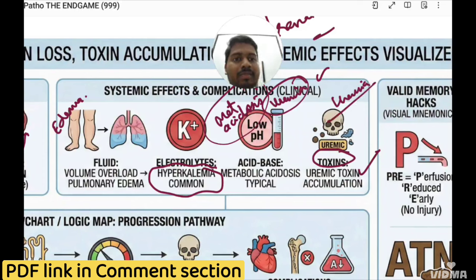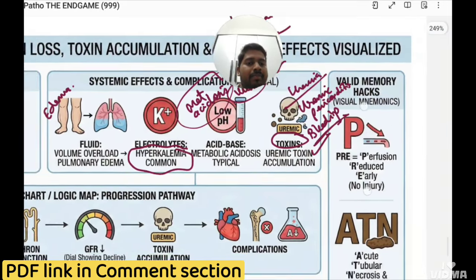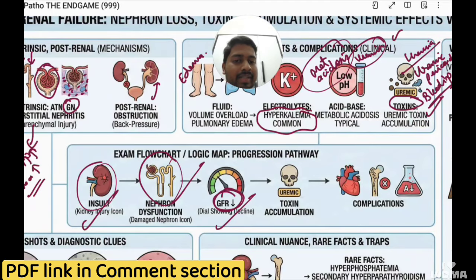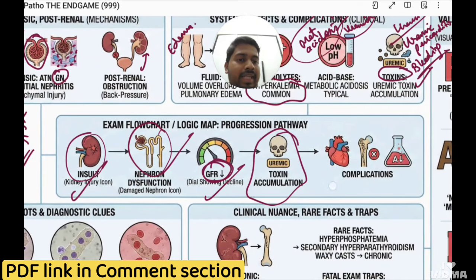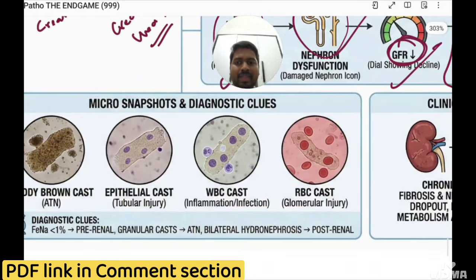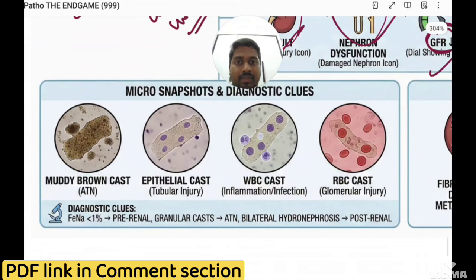It can also cause something known as uremic pericarditis. When high uremia is there, it can cause uremic pericarditis, and it can also cause uremic bleeding. Okay, uremic bleeding. So how any insult that happens to the kidneys, nephron dysfunction occurs, there will be decreased GFR, then there will be uremic toxic accumulation, and then it will cause complications. So basically uremic pericarditis, there will be mineral bone disease, metabolic bone disease, and then there will be acid base balance disturbances.